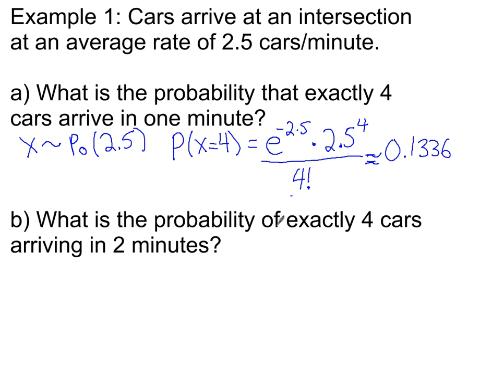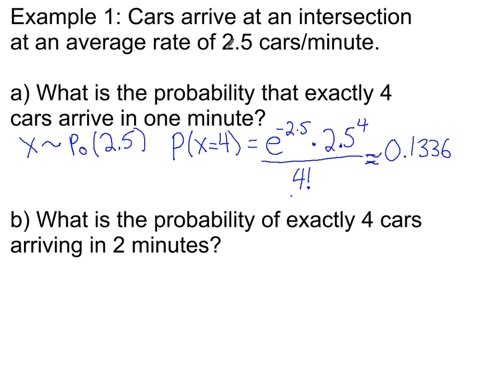Part B says, what's the probability of exactly 4 cars in 2 minutes? So the first part was 4 cars in 1 minute, and the second part is 4 cars in 2 minutes. The interesting thing about this question is that our average rate was given to us in terms of single minutes, but now we're being asked about 2 minutes. And so what's the right thing to do here? The right thing to do is to adjust our mean, our expected value, our lambda, to the new amount of time.